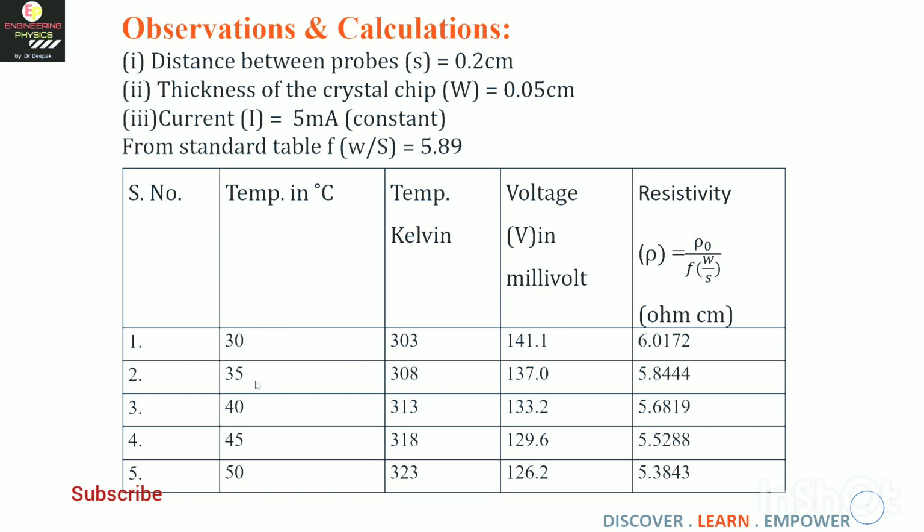Similarly, at the temperature of 35, 40, 45, 50, convert the degree Celsius into the Kelvin, note down the reading of the voltage. Then we apply the formula resistivity rho is equal to rho naught F W by S. We can get the resistivity 6.0172. Similarly, for the temperature 35, 5.8444. So we can see from the table, with the increase in the temperature, the resistivity of the semiconductor material is decreasing.